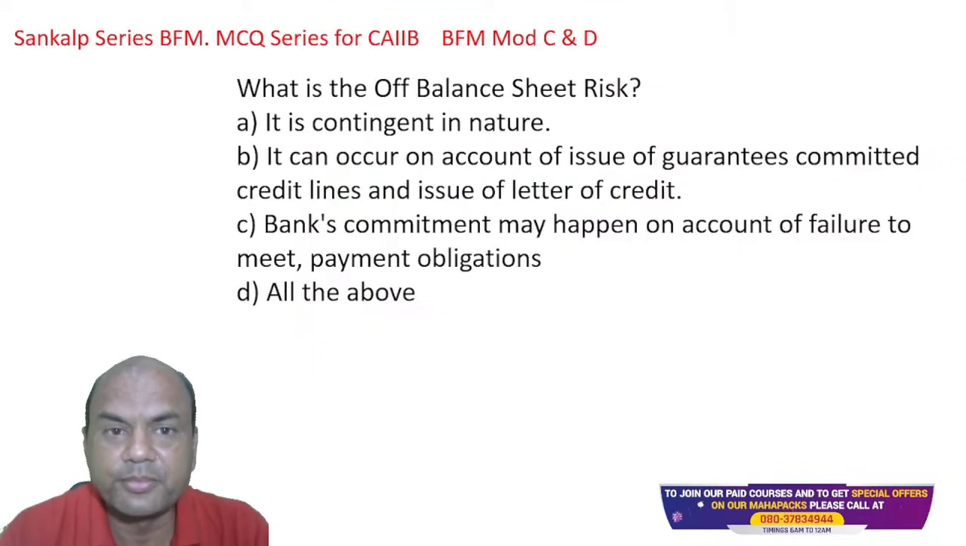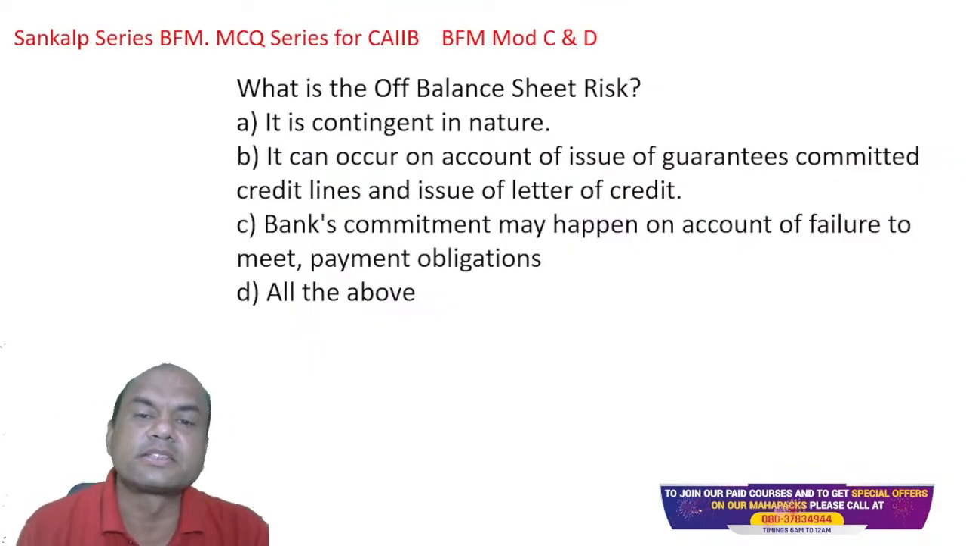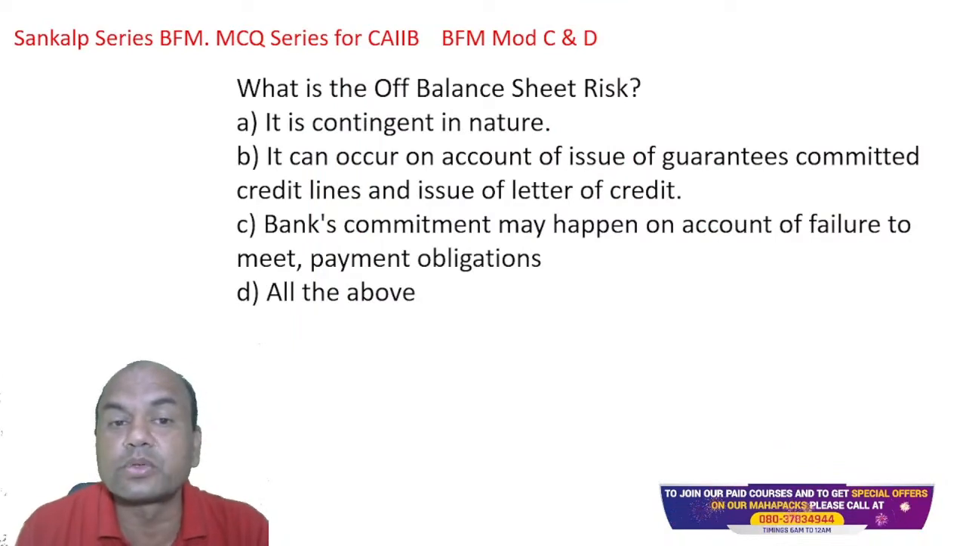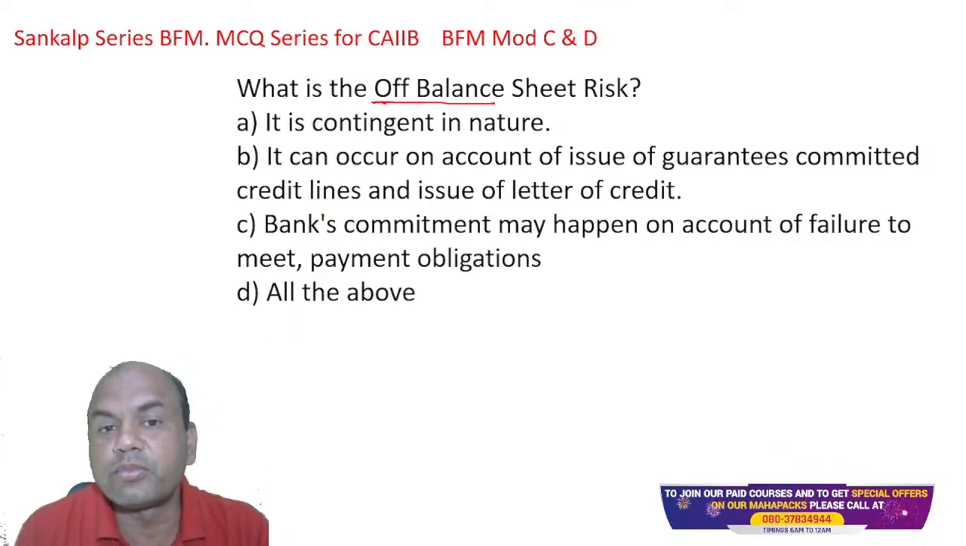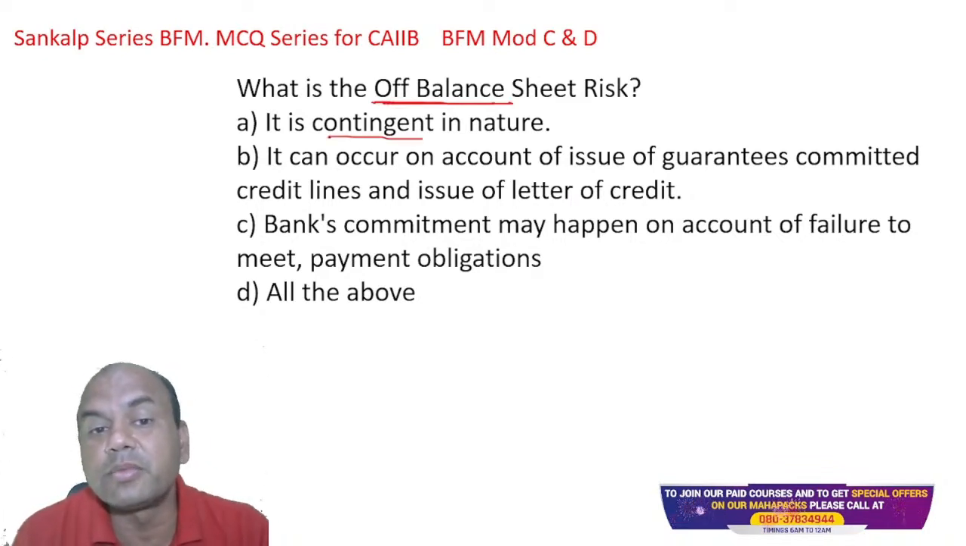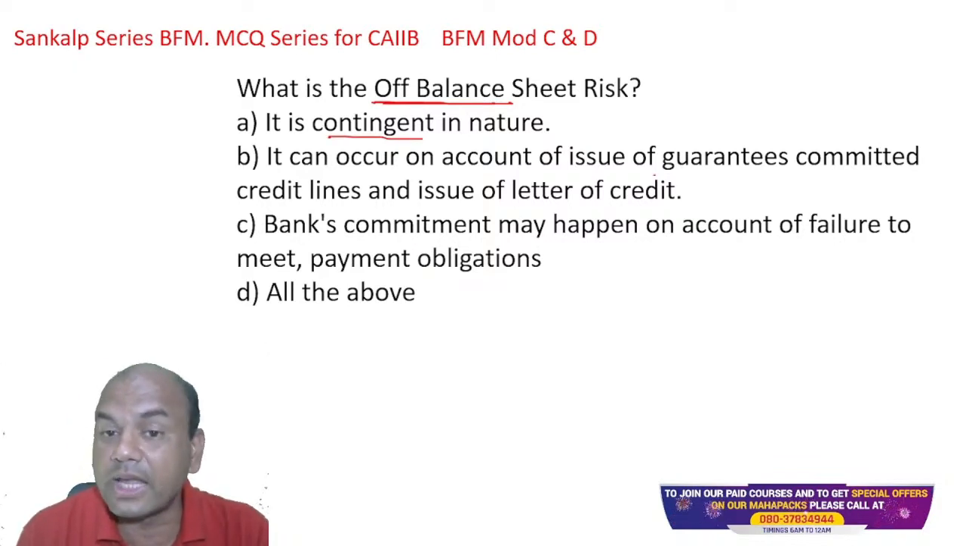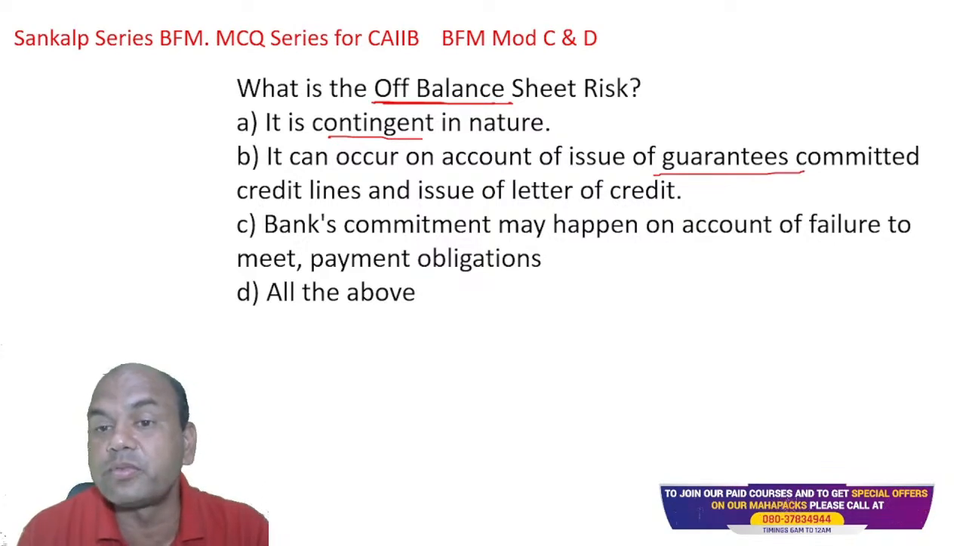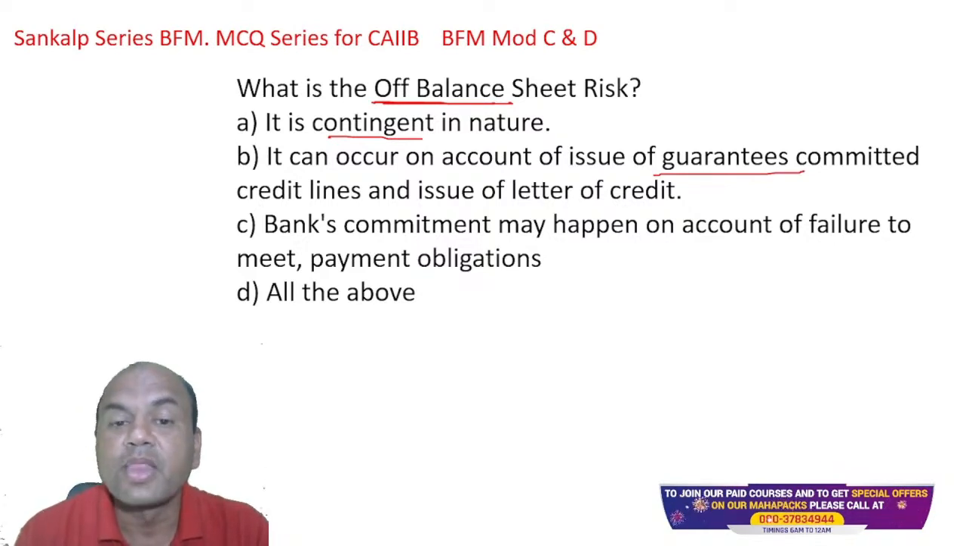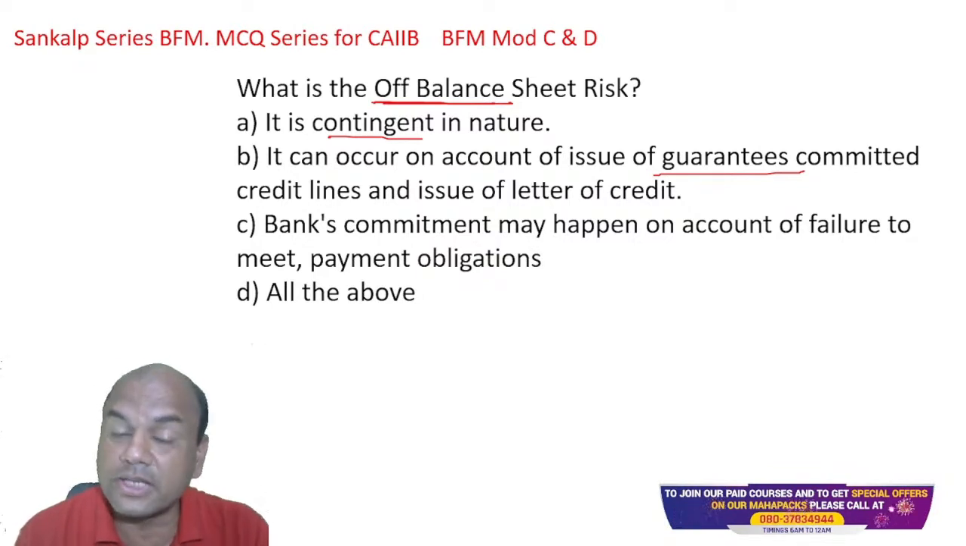Okay. What is off balance sheet risk? Off balance sheet means outside the balance sheet. It is contingent in nature. Contingent means it is not for the present, but it may come in future. It can occur on account of the issue of guarantees. Again contingent, it comes in future. The bank's commitment may arise on account of failure to meet the payment obligation. That can also be possible.